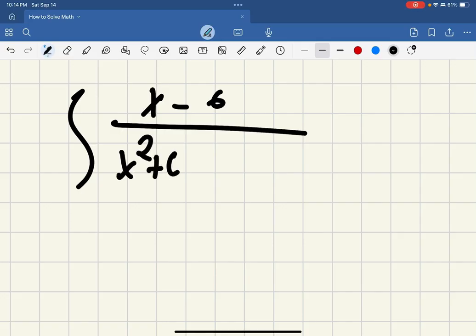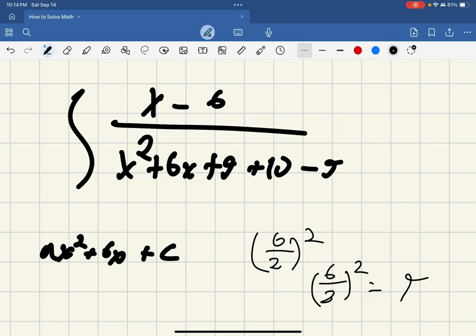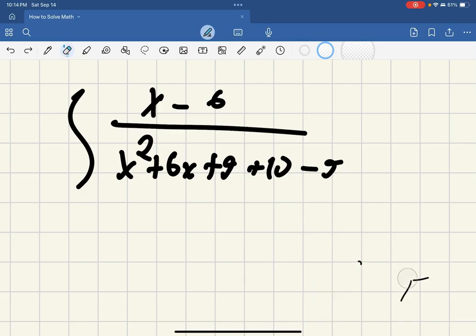x squared plus 6x plus 9 plus 10 minus 9. And remember, to complete the square, in ax squared plus bx plus c, you take the b value, divide it by 2 and square it. So 6 divided by 2 and squared is going to equal 9. And that's where this 9 comes from. Anyways, let me just get rid of this.